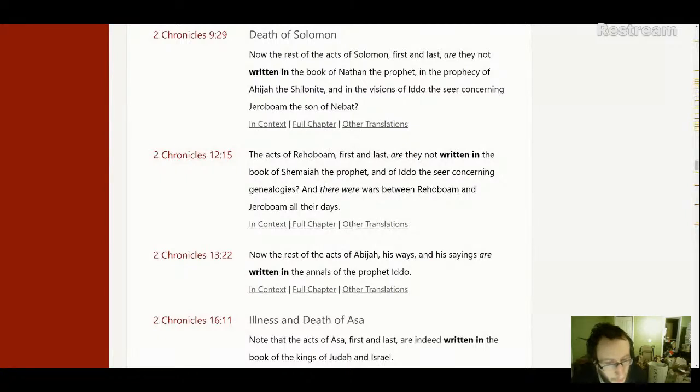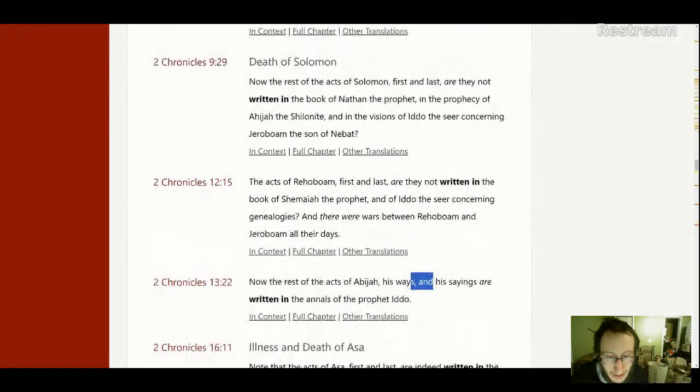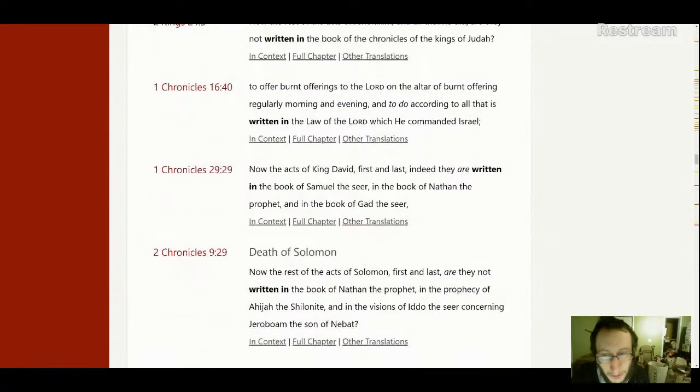The Acts of Rehoboam, are they not written in the book of Shemaiah the prophet, and of Iddo the seer concerning genealogies? And there were wars between Rehoboam and Jeroboam all their days. And the rest of the acts of Abijah, his ways and his sayings, are written in the annals of the prophet Iddo. So notice what we've got so far here.